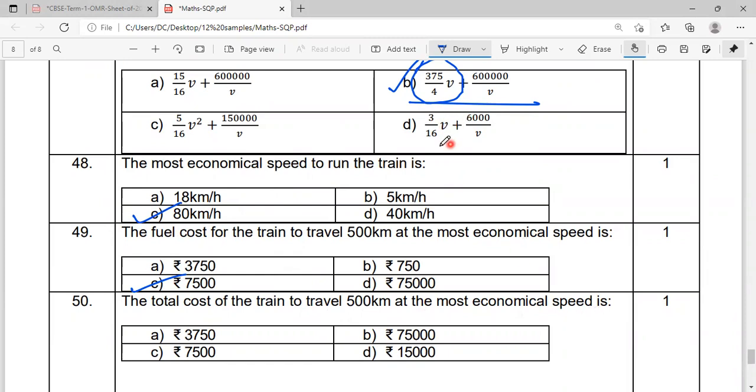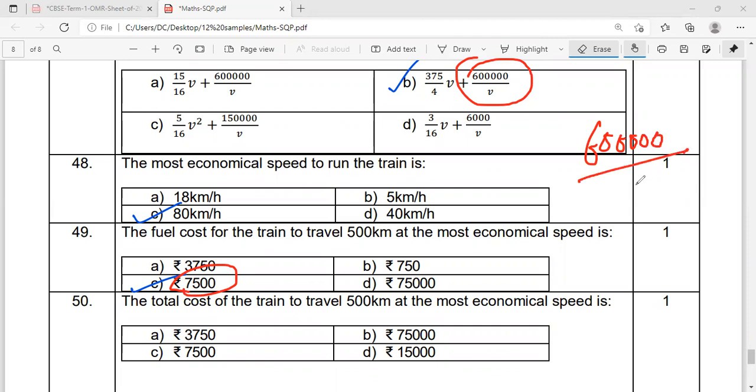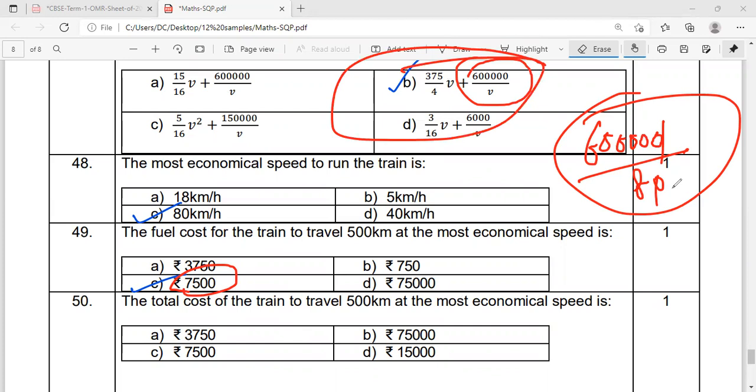And then the total cost of the train to travel 500 km at the most economical speed. So, obviously you have to put the value of v in this expression, and you get the answer, right? This which you have already got, 7,500, plus this value also. This is the other cost, no? 6 lakh divided by 80. This is the other cost that you also find and add to this, or simply put the value of v in this expression, whatever you like to do.